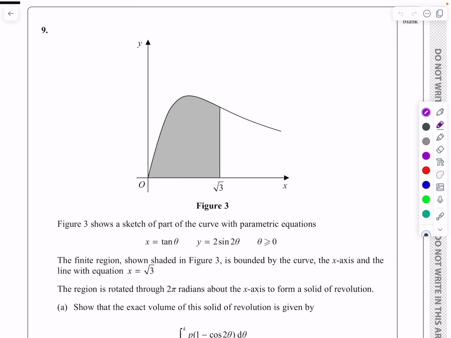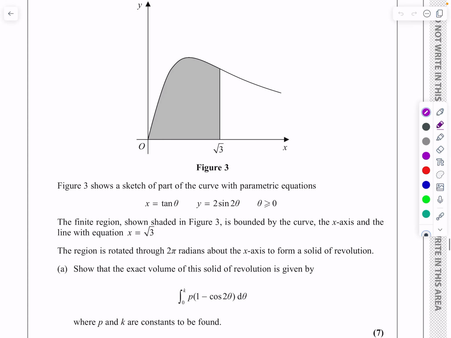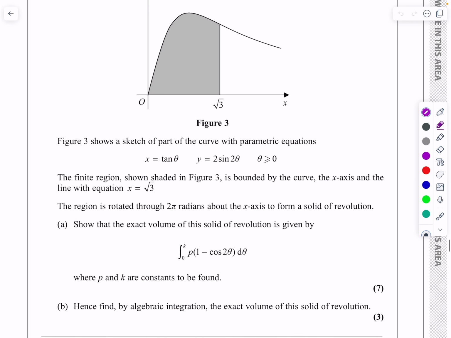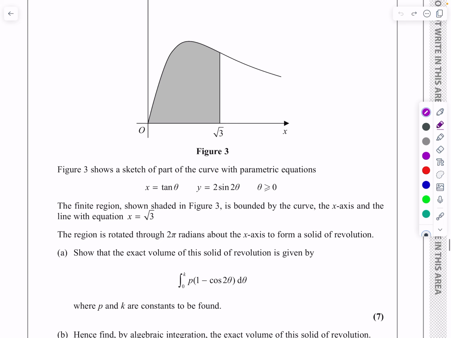Okay, this is the P4 paper from January 2021. It's question number 9. And if I show you all of it, this is an integration question. It's a volume of revolution, but not only is it a volume of revolution, we're also defining this curve parametrically. So that means that we'll have some parametrics and also some trig identities to sort out along the way. Let's just look at it though.